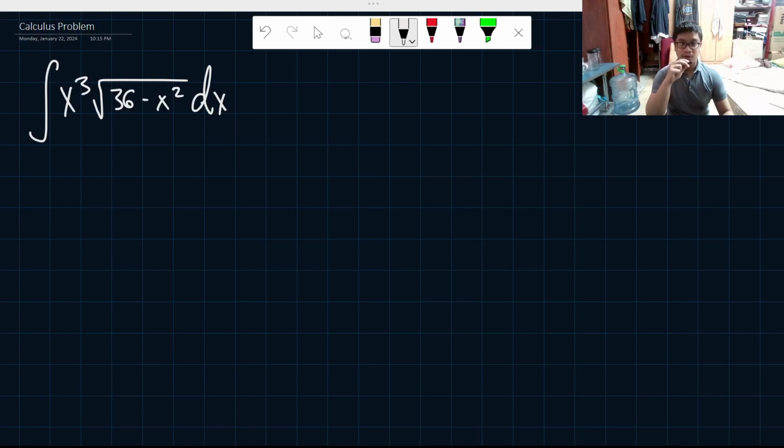In this problem, we're going to integrate the following function, which is x cubed times the square root of 36 minus x squared. Now, before I begin, we all have our own methods in integrating or differentiating. But in this case, integrating.